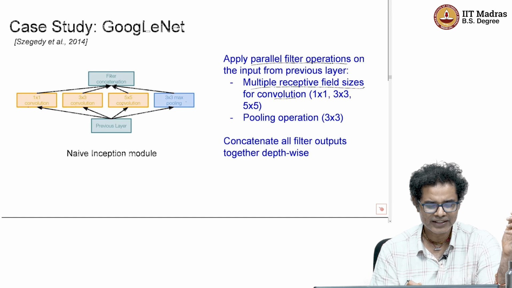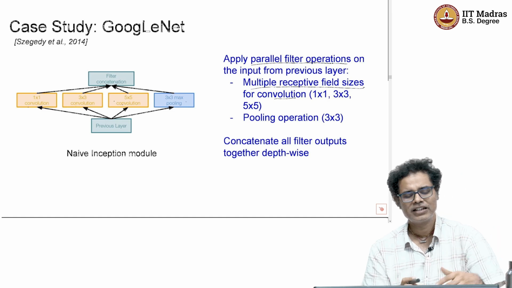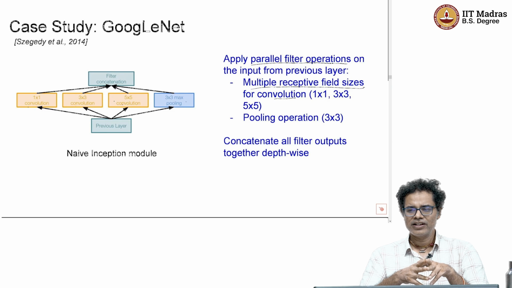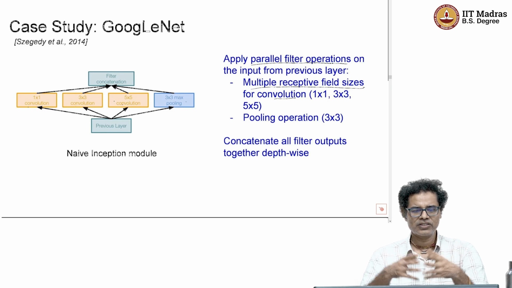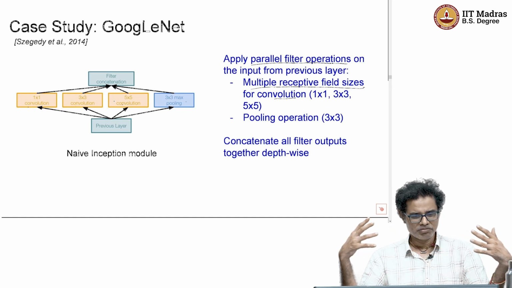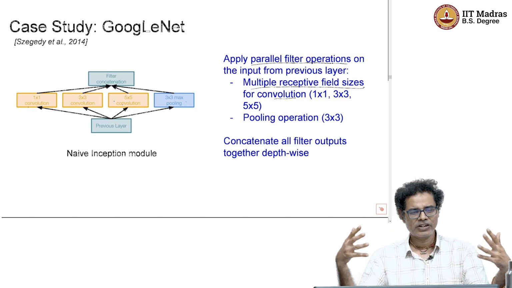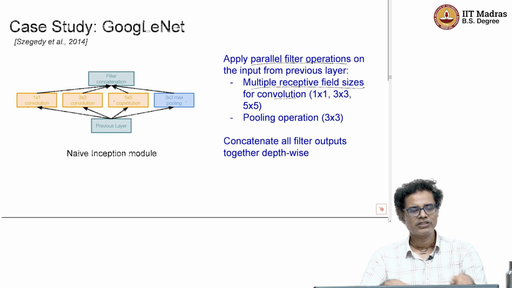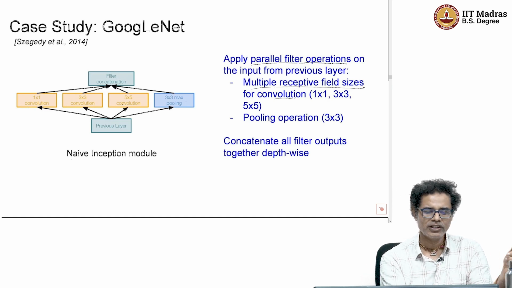It takes all this filter output and concatenates them. So you are looking at the image at various resolutions, or at various receptive field sizes: 3 cross 3, 5 cross 5, 1 cross 1. All these various receptive sizes you're looking at, and then we are concatenating all of them, and that becomes the Inception module. So this is a naive Inception module.